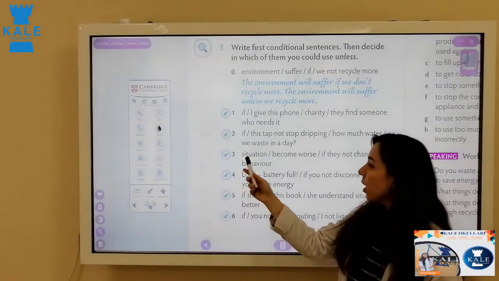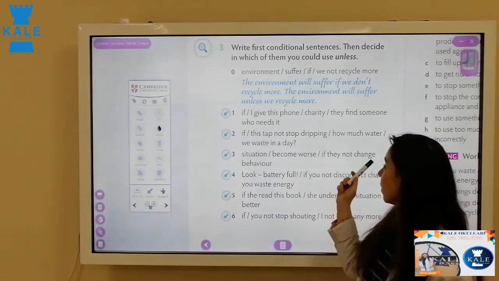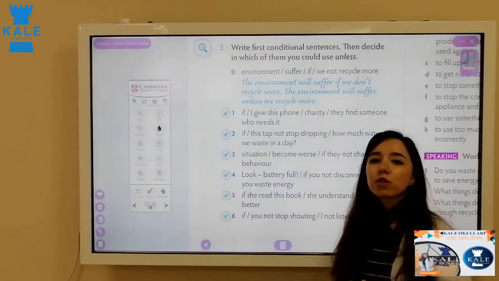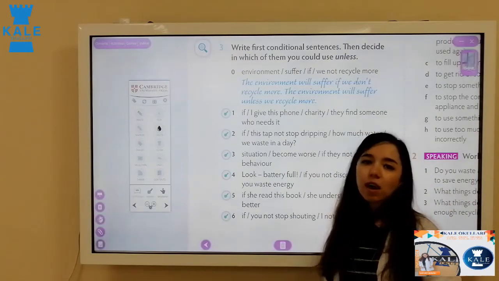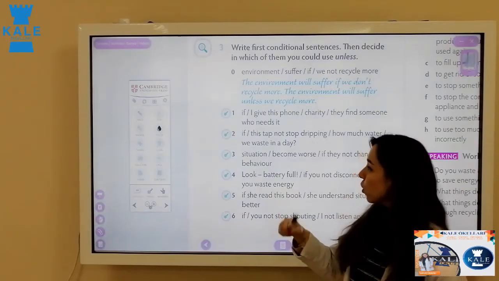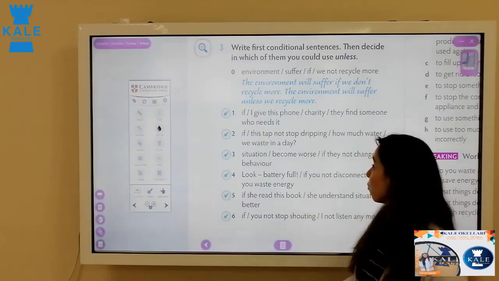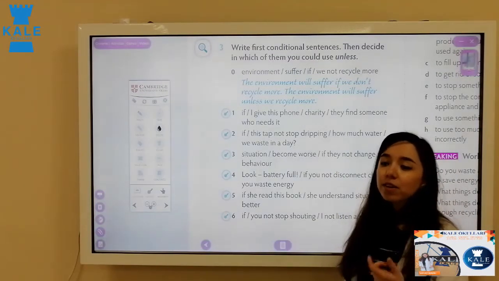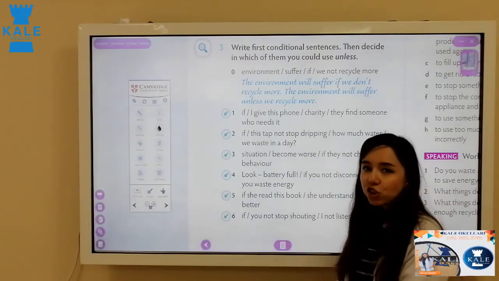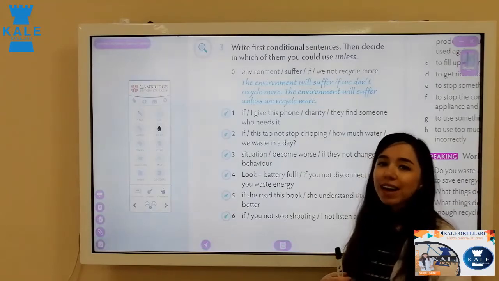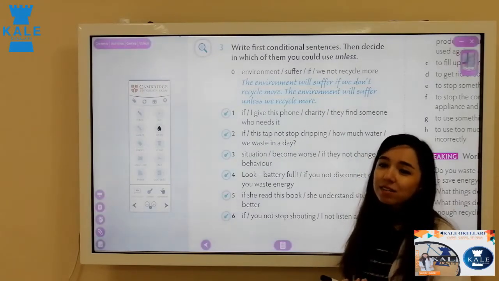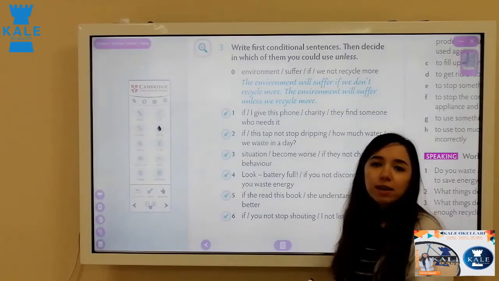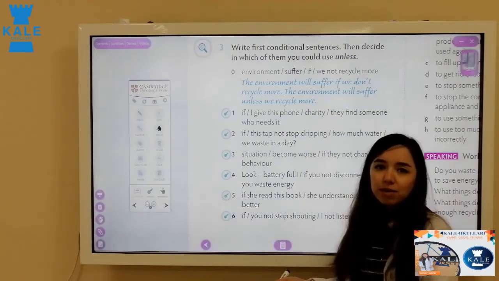Come here, number 3. Situation become worse if they don't change behavior. So as I told you, you can start your sentences with if, then the result, or the result, then if. What are we going to talk about? The situation becomes worse. We're talking about behavior, yes? If the behavior doesn't change, the situation will get worse, yes? It's something reasonable. When you think about it, you understand that it's something possible. It's not an impossible thing.